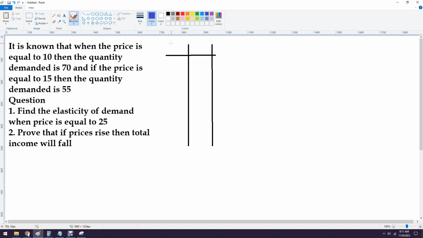So what we want to do is make a little demand schedule here. Here's price, here's quantity demanded, here's total revenue. That'll be useful later. We're given that this price is 10 and the consumers want to buy 70. Price increases to 15. They only want to buy 55. If this demand curve is linear, so I have to make that assumption, then this is going to fall to 40 because these are decreasing by 15. And then 25 and 25, and then 30 and 10.